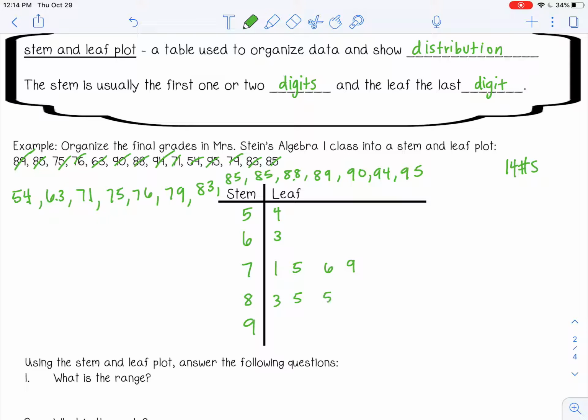83, 85, 85, 88, 89, 90, 94, 95. And notice I'm kind of lining them up in columns so that they're all straight up and down. That's going to help you see the shape.